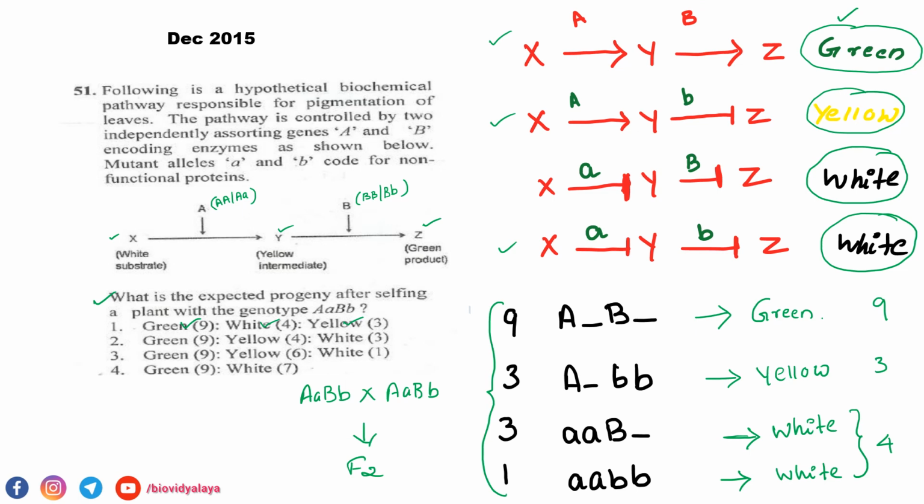Next, option 2, green 9, this is correct. Yellow 4, this is not correct. White 3, this is also not correct. Option 3, green 9, correct. Yellow 6, not correct. White 1, not correct. Next, option 4, green 9, correct. White 7, this is not correct. So the correct answer is option 1, green 9, white 4 and yellow 3. I think this is clear for you.